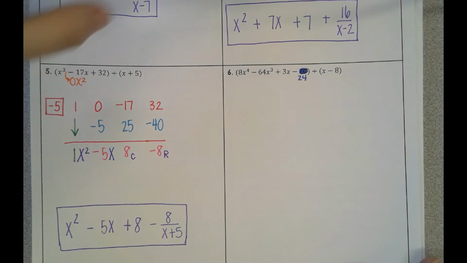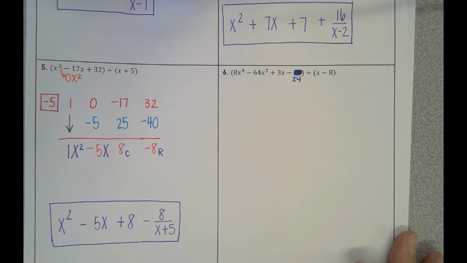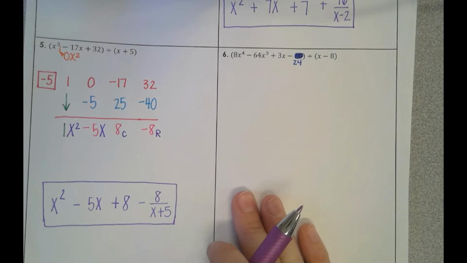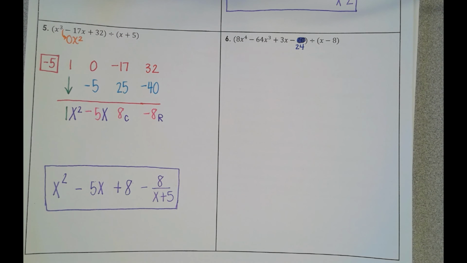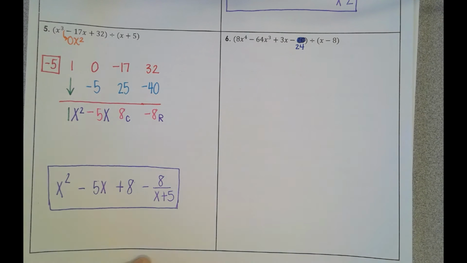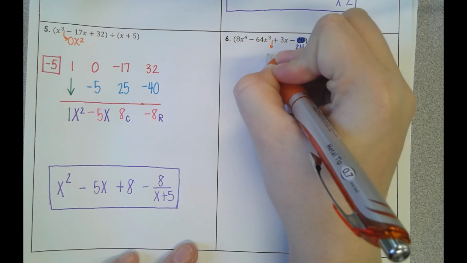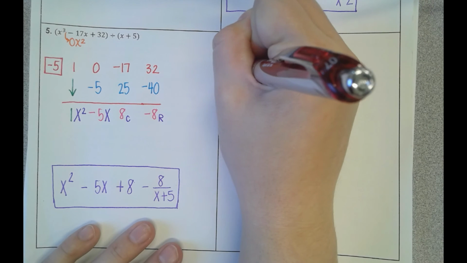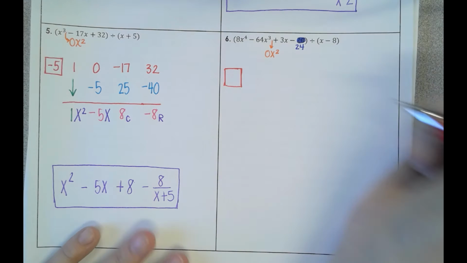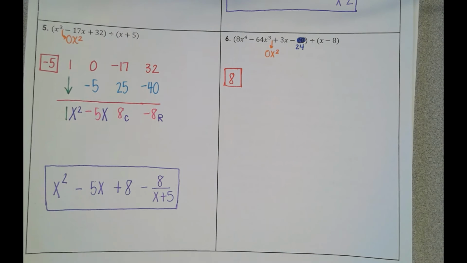Any questions? Now, number 6, I did change it a little bit. That last number, 28, I wanted you to change it to a 24. This one is also missing the x squared. So we got to make sure that we put in a 0 for its place. And the box gets an 8. This one has 5 numbers across the top.